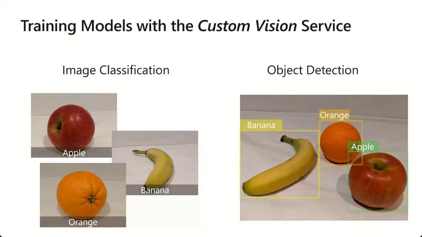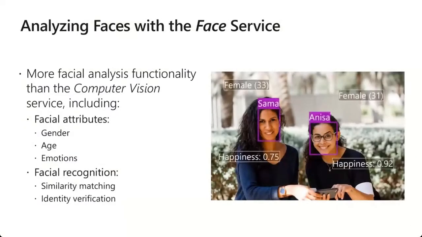We also have analyzing faces using the face service. And while the computer vision service provides some basic face detection, the face service offers additional capabilities. That includes the analysis of facial attributes and the ability to compare faces for similarity, or even train a facial recognition model to verify the identities of individuals. Really interesting.